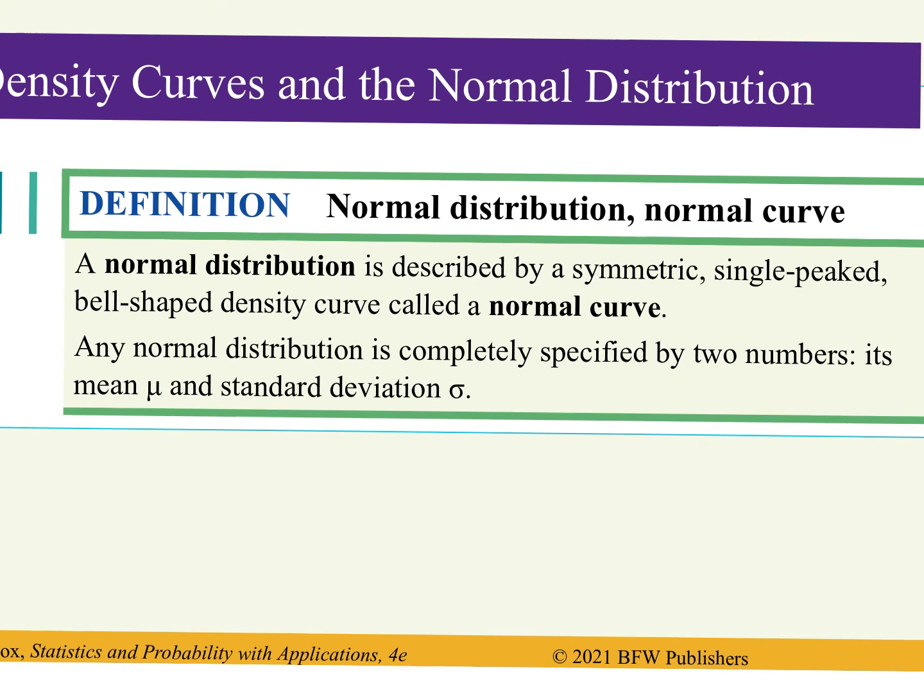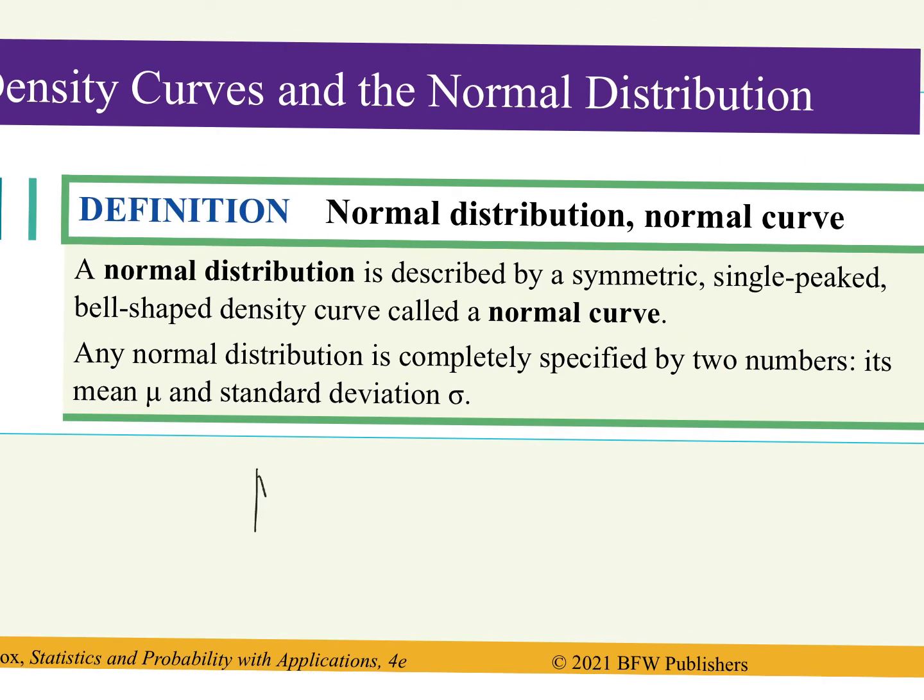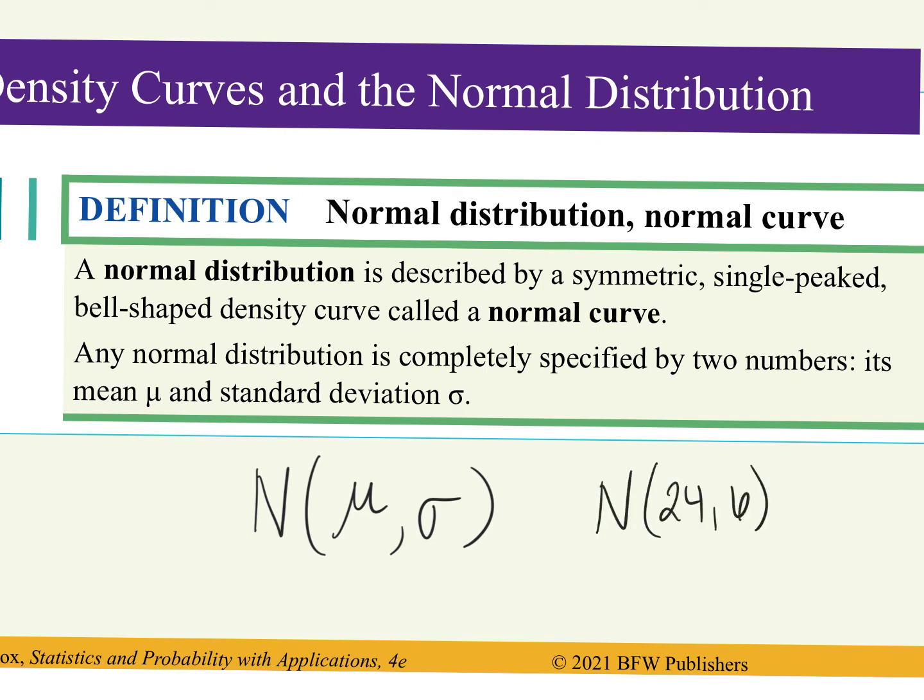For normal distributions, it's often denoted with a capital N, and then in parentheses the mu and then the sigma inside. But those would be numbers. So if you saw N(24, 6), that means the model is normal with a mean of 24 and a standard deviation of 6.